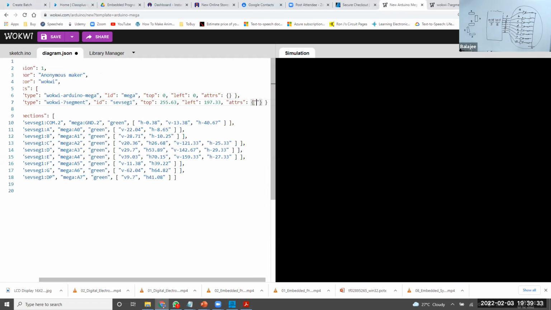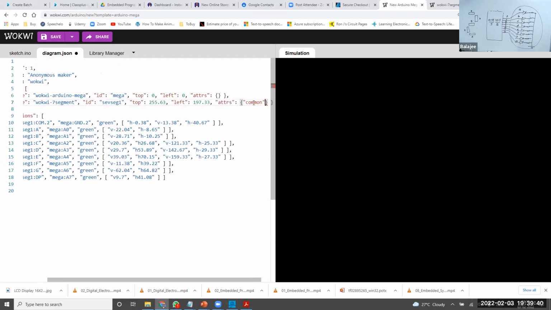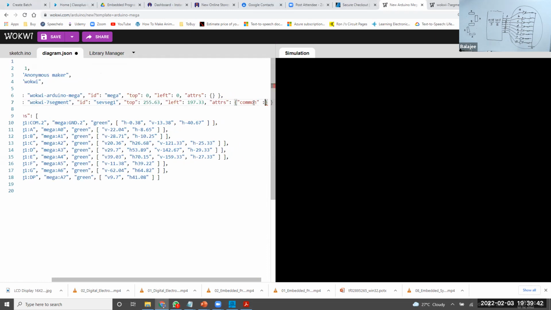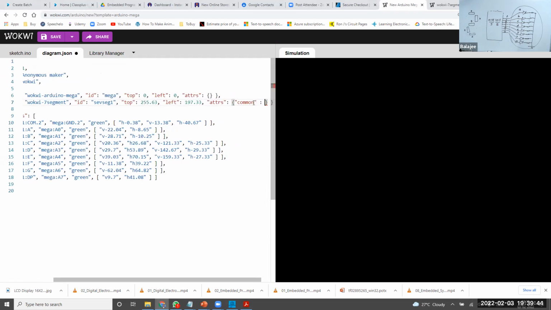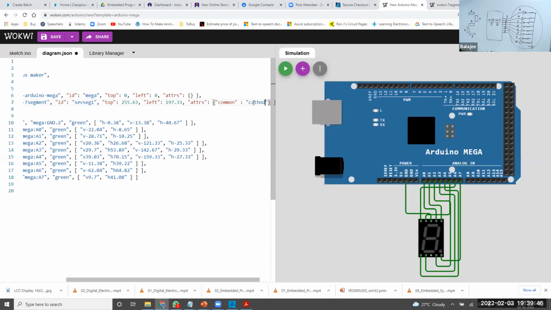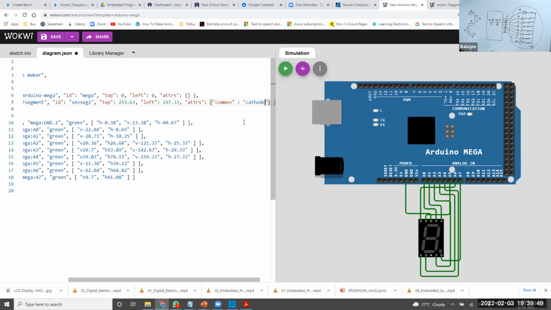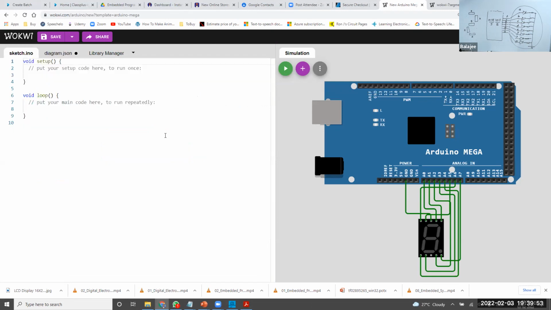Common cathode. See here, now I made it common cathode. Now let me write a program now. See that. Let me write a program.